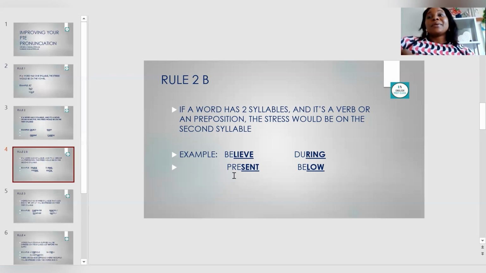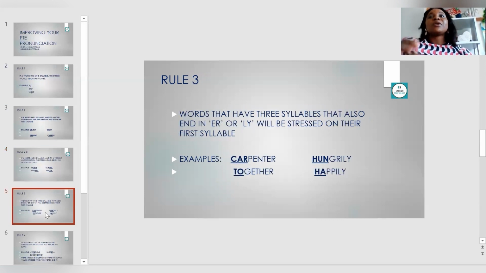Now this is another one, present. Remember in the other slide, when it is a noun, the stress will be on the first syllable, pre. Now for this one, which is a verb, an action word, the stress will be here, sent. That is where you put in the stress. You can't just say present and presenting. There should be a level of stress on that word. Then we have below. So it's be-LOW, the stress is here. These are the things that will help you improve your pronunciation when you're reading or speaking in other tests of English that you're doing.